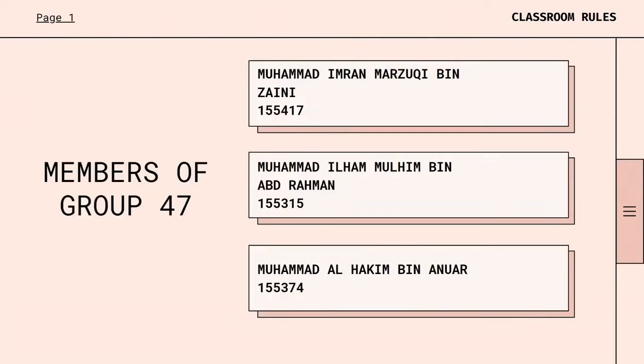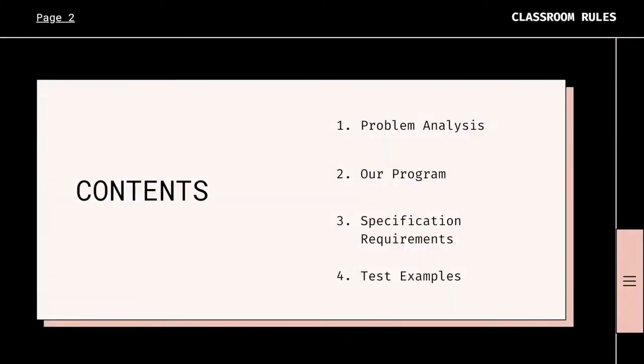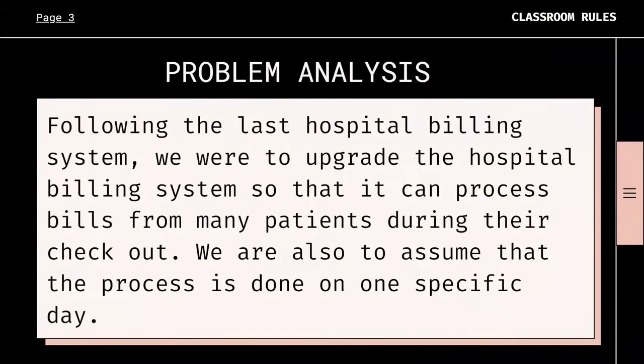This is the list of the members from group 47. My name is Muhammad Imran Mazuki bin Zaini with metric number 155417. Next is Muhammad Ilhamul bin Abdul Rahman with metric number 155315, and lastly is Muhammad Al Hakim bin Anwar with metric number 155374. Today I will be talking about the problem analysis, our program, specification requirements, and test examples.